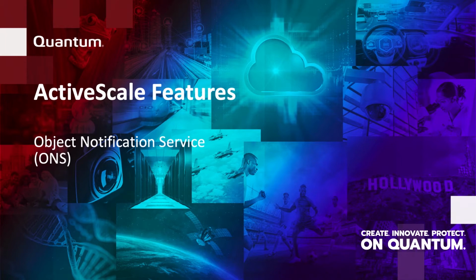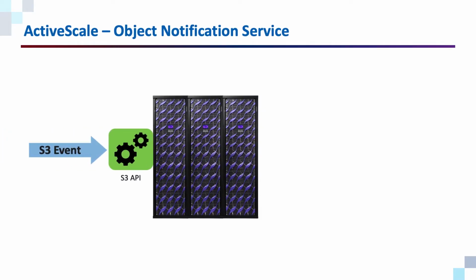In this short video, I'm going to demonstrate an ActiveScale feature called Object Notification Service, or ONS for short. This is a service that monitors your object store for changes and sends out a notification when an S3 event occurs. When activity happens at the S3 API, that action is considered an event, and that event triggers a notification.